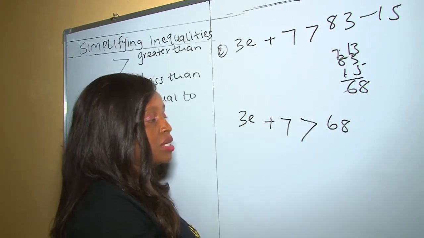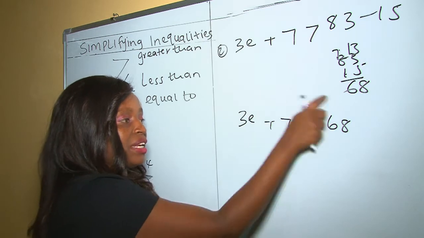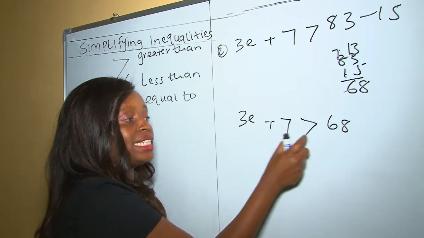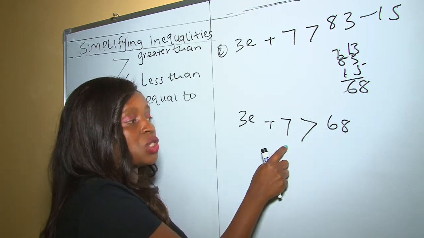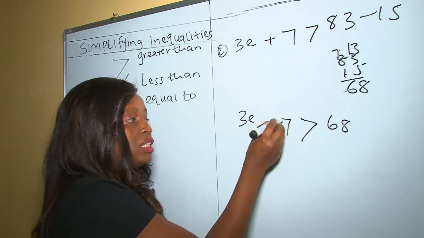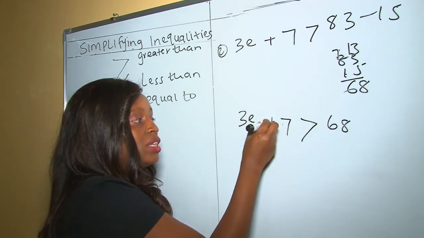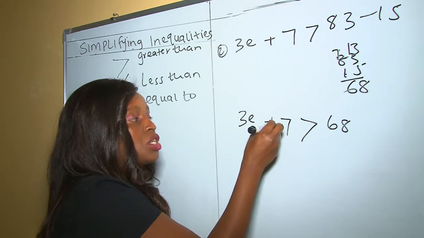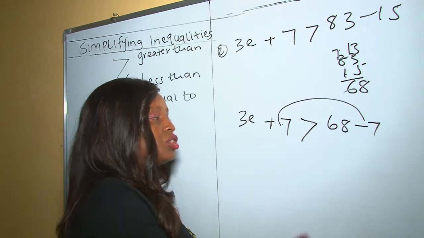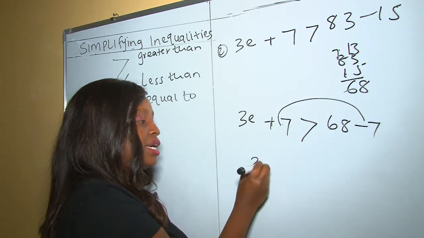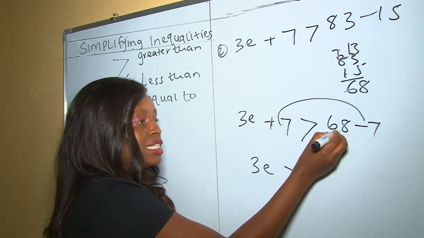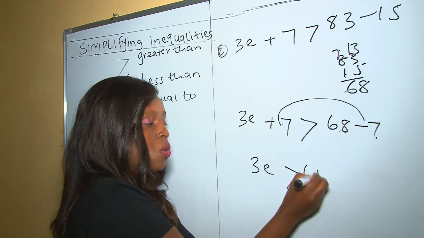Our next step is we take 7 to the other side because 7 and 68 are numbers, they don't have letters, so they are like terms. So let's put 7 to the other side. On this side it was addition, when it crosses over to the other side it becomes subtraction. Therefore it shall be 3a is greater than 68 take away 7, which is 61.